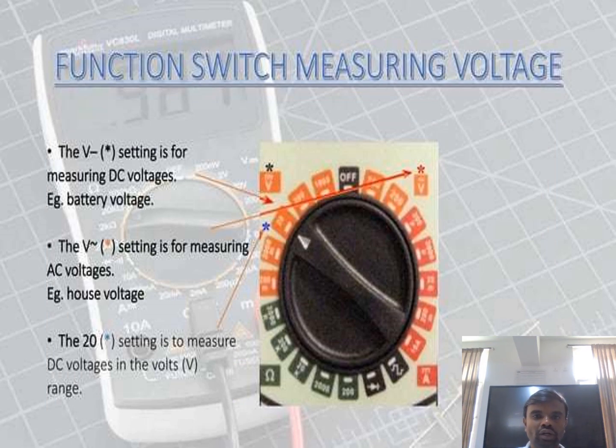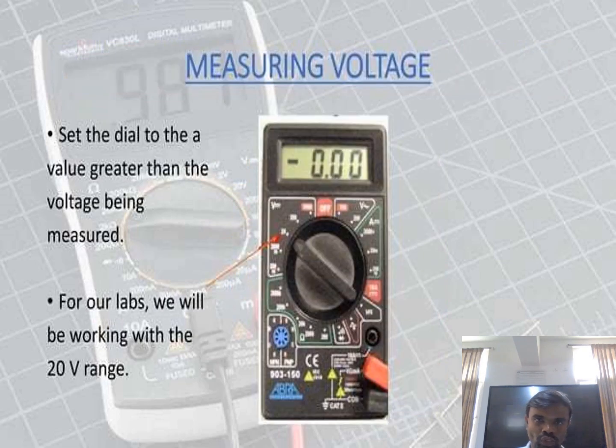So this is a knob switch, which is a selection switch used for measuring the voltages. As I told you, the black color V with a star represents the DC voltage measurement, and the red color V with a star represents the AC voltage measurement. Then the 20 setting is used for measuring voltage beyond the 20 volt range.